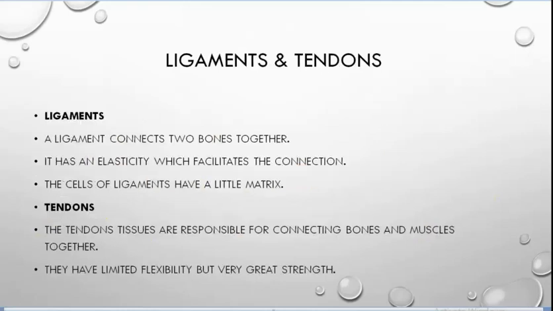So the next thing is ligament and tendon. Tendon and ligaments are different connective tissues. I prepared both the content in the same slide, but ligament and tendon are different connective tissues. Let us talk about ligament first, then we'll go to talk about the tendons. What is a ligament? A ligament connects two bones together.